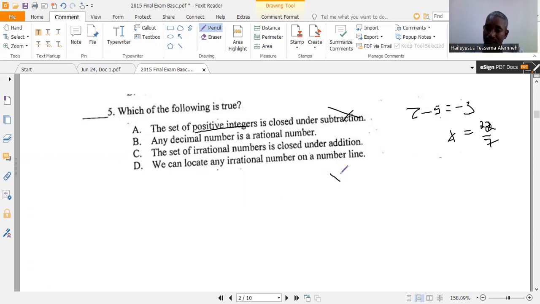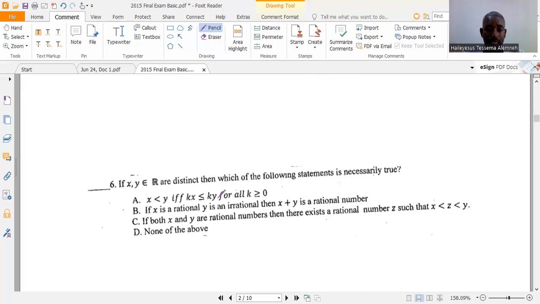Of course, we can represent in between. So if there is any irrational number, we can locate it between any two rational numbers. The set of irrational numbers may not be closed under addition, because the sum of two irrational numbers can be rational. The sum of two rational numbers is rational. So that option is not true. But the last one is true.